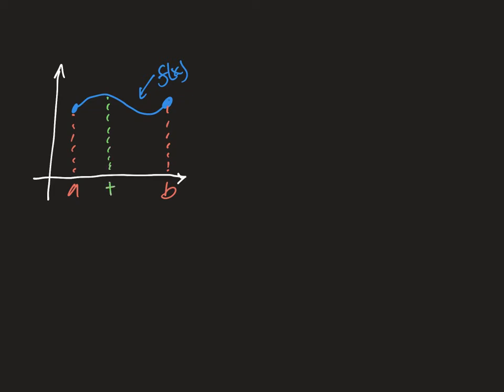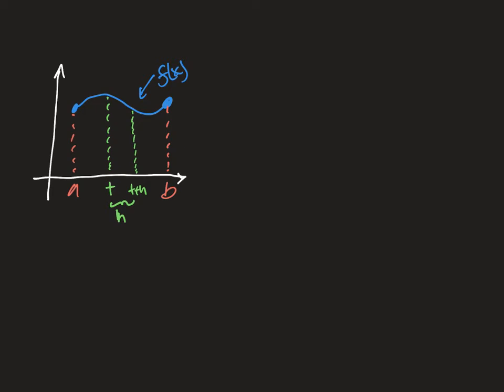Now, what I'm going to do is move t from its current position over this way a little bit. I'm going to move it over a distance of h. That's an h right there. And that means this new coordinate right here would be t plus h.